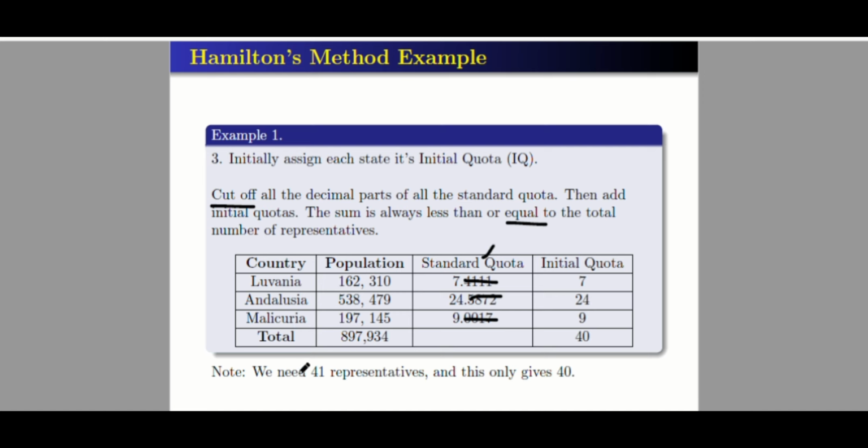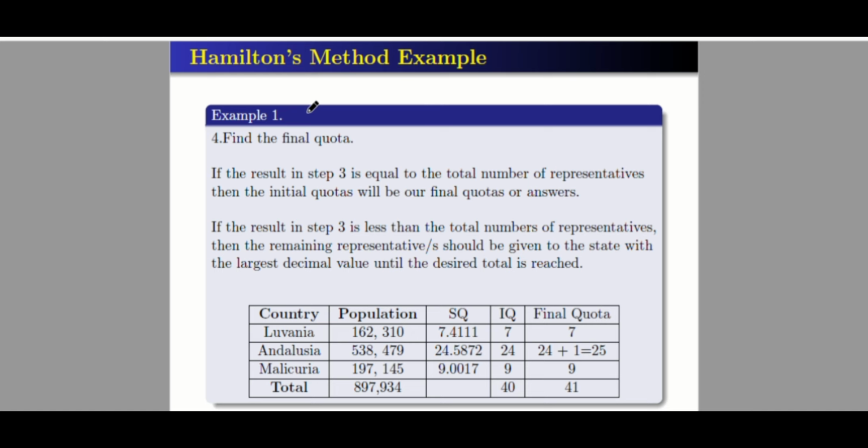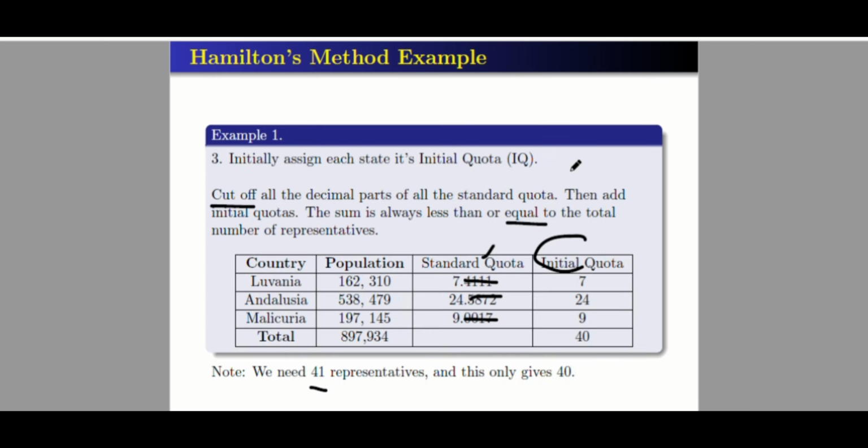Now take note, we need 41. That is why I labeled it as initial quota. Now we must have 41. Take note, all of the representatives must be distributed. No one should be left behind. Because of this, we must go to step number 4 to find our final quota. If the result in step 3 is equal to the number of representatives, then the initial quotas will be our final quotas or answers. We'll just stop here if it's already equal.